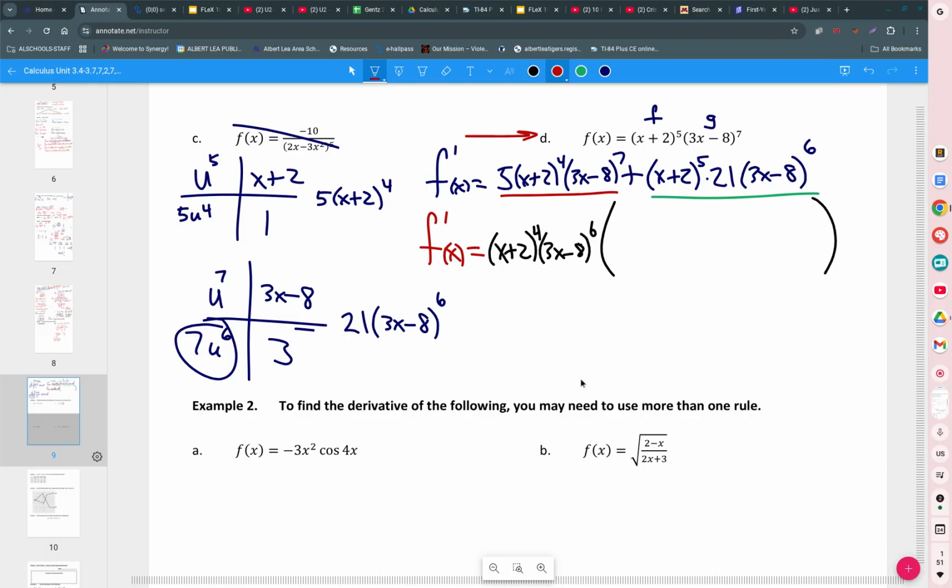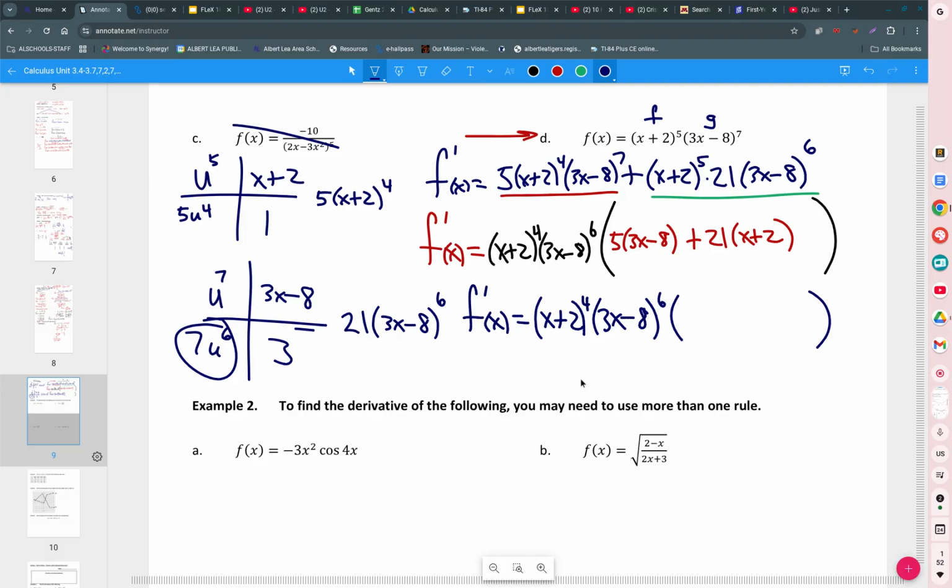From the red, if I take out x plus 2 to the 4th and 3x minus 8 to the 6th, what remains is 5 times 3x minus 8. What do I write now? Plus 21 times x plus 2. So this is that nice factor that we took out. F prime of x is equal to x plus 2 to the 4th, 3x minus 8 to the 6th.